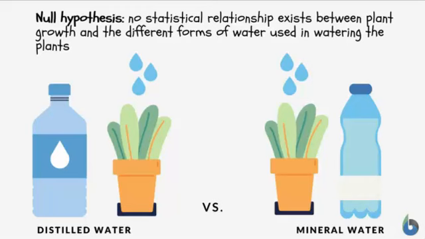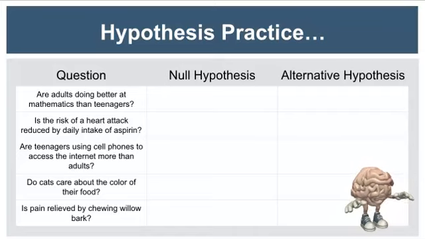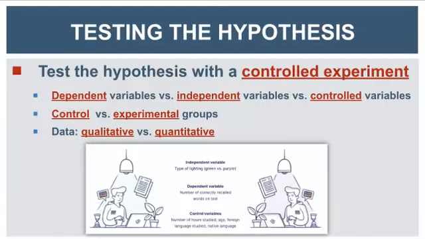Another example of a null hypothesis is if you're testing two types of water and seeing if the type of water is going to affect plant growth, then you would say that there's going to be no statistical difference or relationship between plant growth and the type of water you're using. All right, so go ahead and now practice these together, and when you're finished, check with a partner. All right, and so to test your hypothesis, you also need something called a controlled experiment, and we'll talk about that in a second. But controlled experiments are the things that you keep constant.